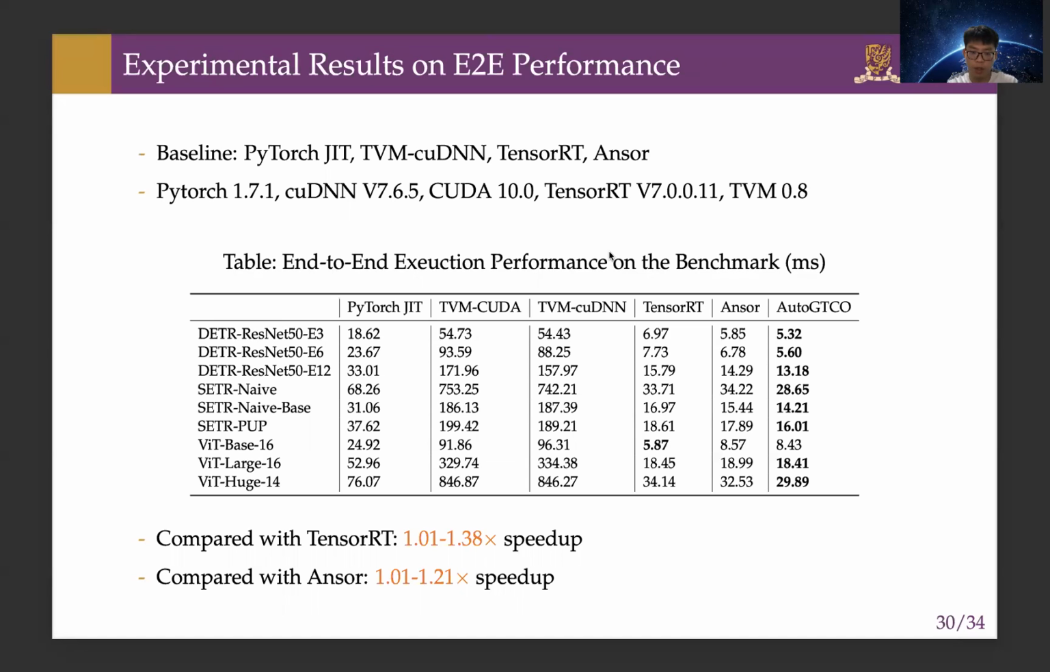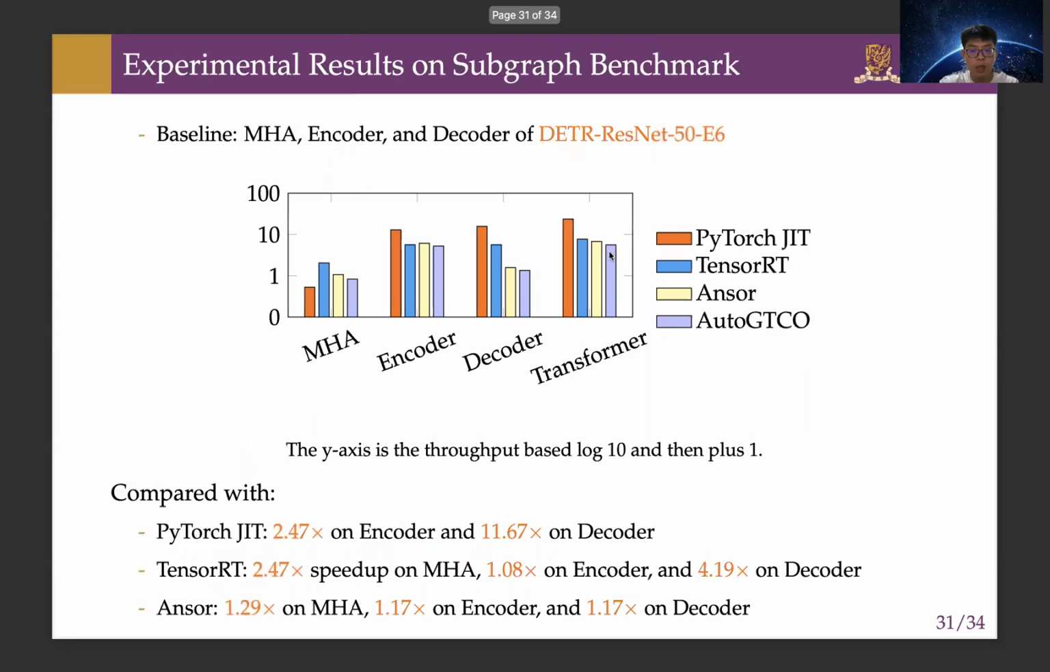As we can see from the table, compared with TensorRT, AutoGTCO can get 1.01 to 1.38 times speedup in the transformer-based models. And compared with Ansor, AutoGTCO can get 1.01 to 1.21 times speedup. We also do some experiments on the subgraph benchmarks. The baselines are multi-head attention, encoder, and decoder structure of the DETR-R50 model with 6 encoder layers.